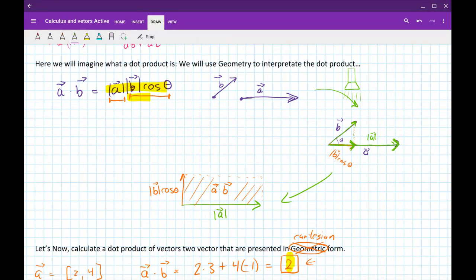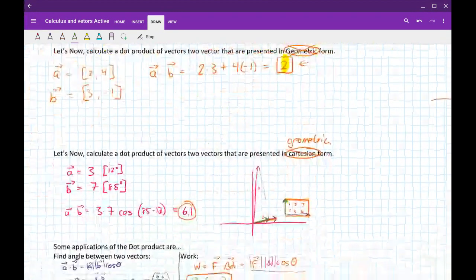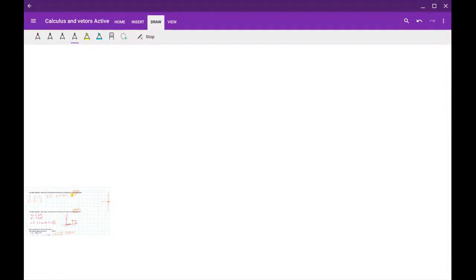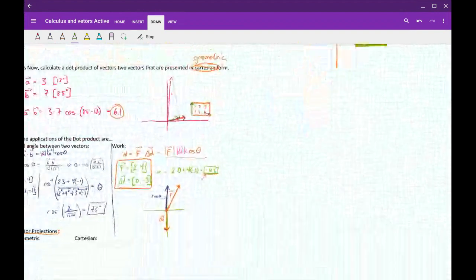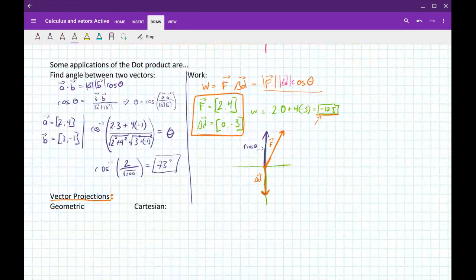Why is that important? Well, going back to this work example, we needed to take a flashlight here and project the light from this force vector down, and see how much of it is going in the direction of the displacement, so we can determine how much of this force is going towards slowing down the object, or speeding it up, for example, in a different scenario.